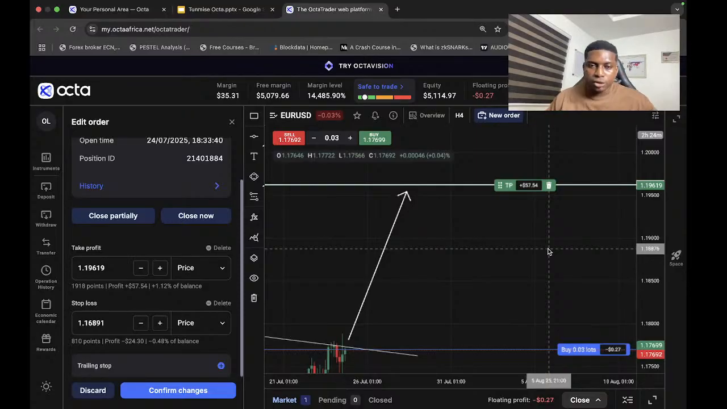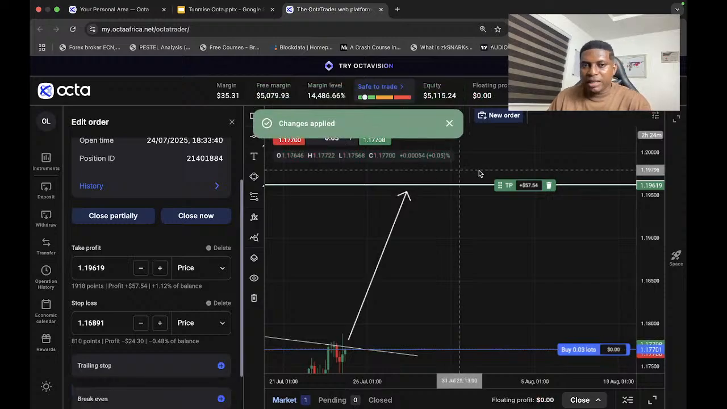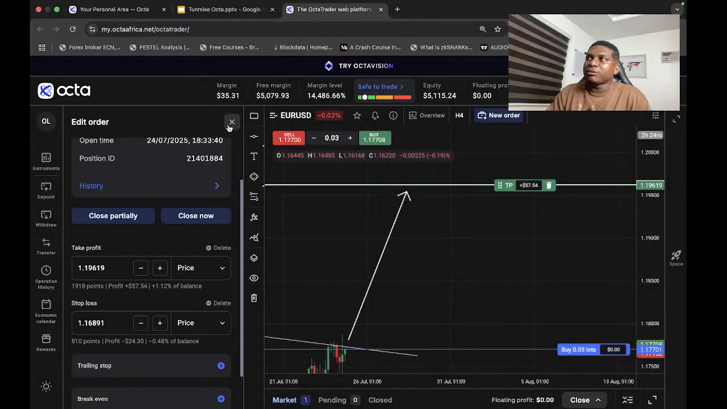All right, so now I would confirm my changes. Once I confirm my changes, my stop loss order has been put, so my risk management is now in place.